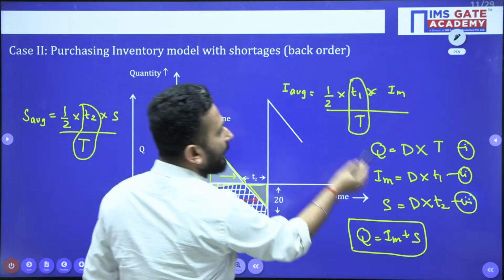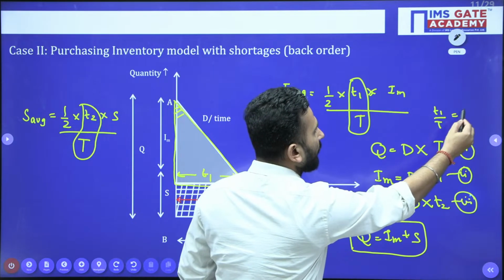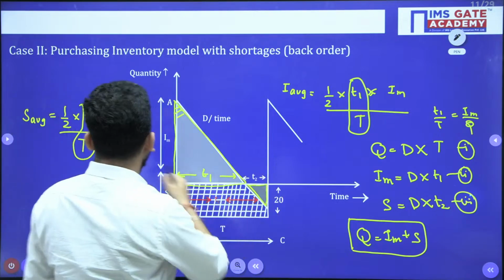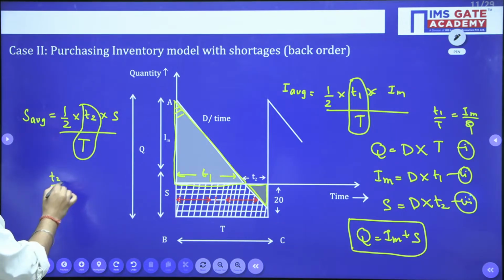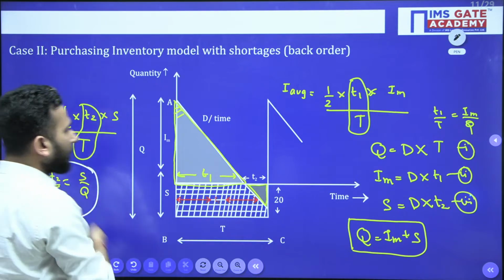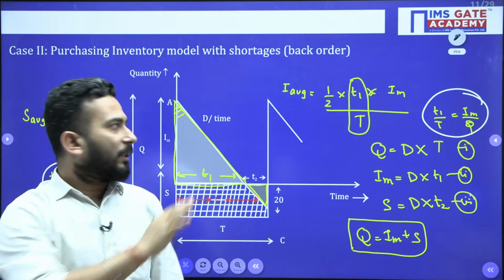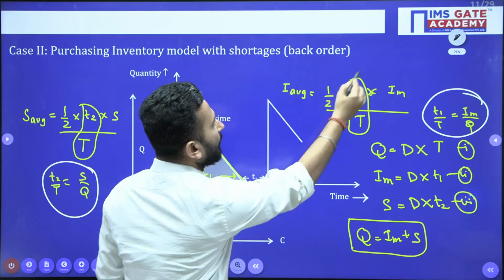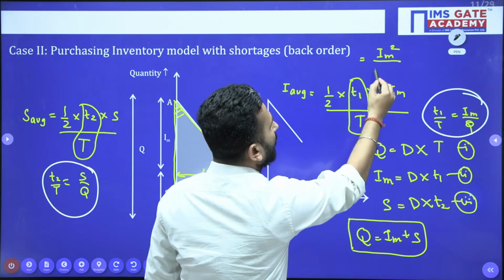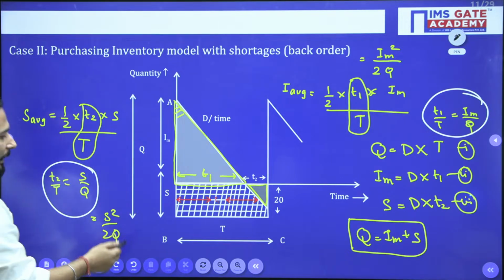Now I told you what T1 by T is. So just divide it, T1 by T. Just divide it, 2 by 1. So T1 by T becomes IM by Q. Done. Over here it was T2 by T. So T2 by T, just divide, will be S by Q. One expression over here, another expression over here. You substitute over here. Are you getting or not? If you substitute, it will be IM by Q, that means IM square by 2Q. And over here, if you substitute, it will be S square by 2Q. Are you getting or not?